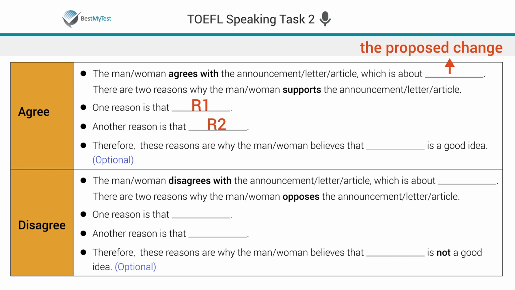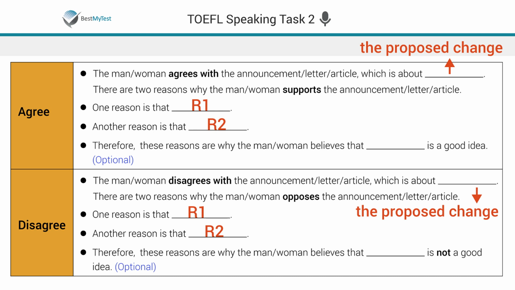Okay, so the disagree is pretty similar. You're just going to change agrees to disagrees with, right? The woman disagrees with the announcement, which is about the topic. There are two reasons why the woman opposes, right? That's an important word, opposes the announcement. One reason is that, and there you list her first reason. Another reason is that, and there you list her second reason. And therefore, in conclusion, you can say, these reasons are why the woman believes that whatever the topic is is not a good idea. Okay, just to remind you, it's more important to focus on the opinion and the two reasons. So if you don't have time for a conclusion, that's okay. Focus on those two reasons and the main opinion.